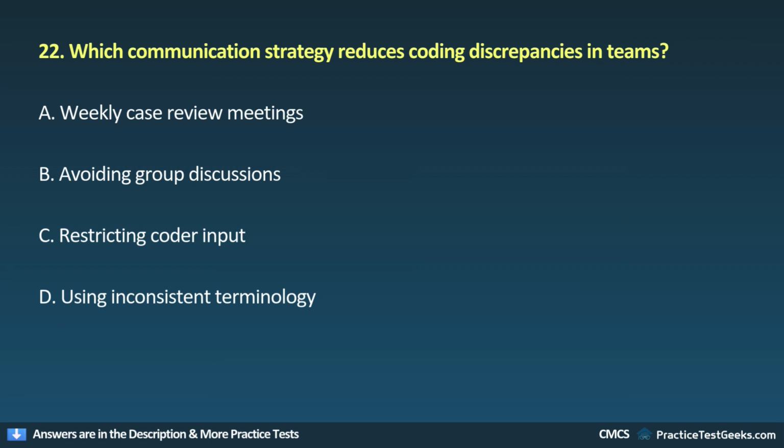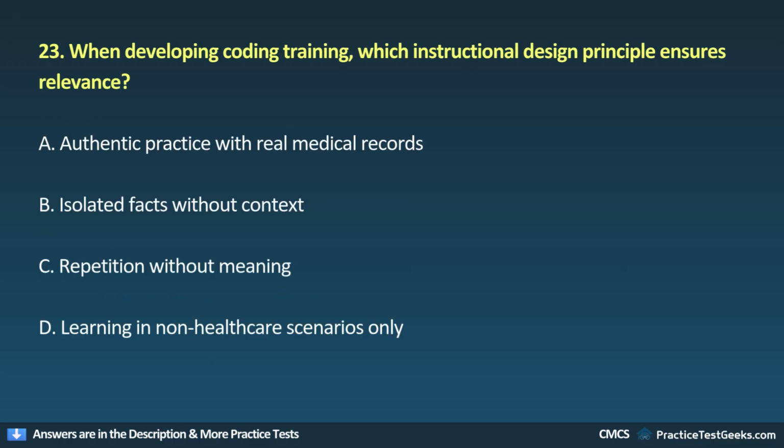22. Which communication strategy reduces coding discrepancies in teams? A. Weekly case review meetings. B. Avoiding group discussions. C. Restricting coder input. D. Using inconsistent terminology.